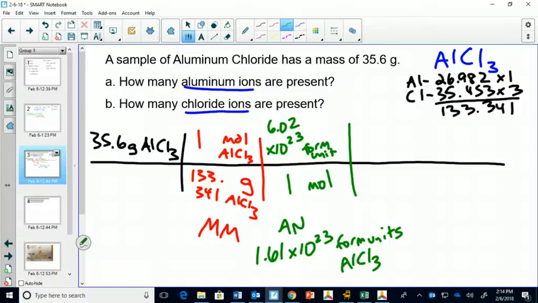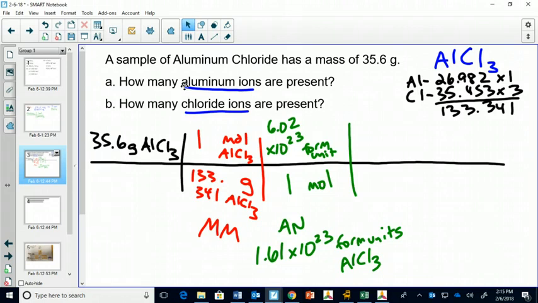Does this question ask you how many formula units of aluminum chloride you have? It asks you what? For aluminum, right? So let me show you these little models here. Let's pretend this is aluminum chloride. So aluminum is the green one, the chlorines are the white ones. We're going to ignore the little black ball in the center, okay? Aluminum, chlorine, right? This is one aluminum chloride. Are we cool?